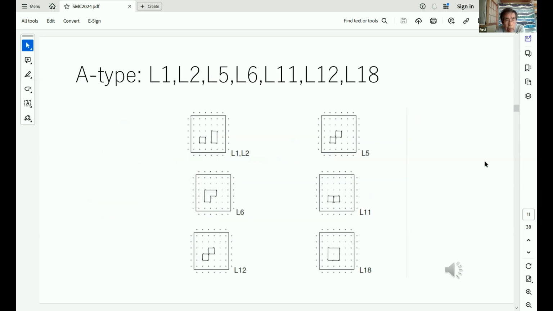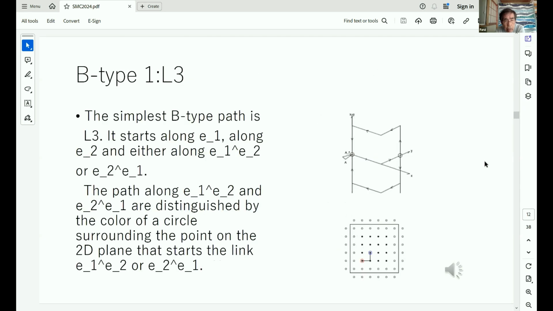This is the A-type path. There are 7, L12 to L18. These paths are reconsidered. And B-type, the simplest B-type is the L3. That is, it starts along E1 and goes to E2, and then wedge product of E1 and E2, or wedge product of E2 and E1. We distinguish the two by a circle that is going up to the E1 wedge product E2, and this is E2 wedge product E1.